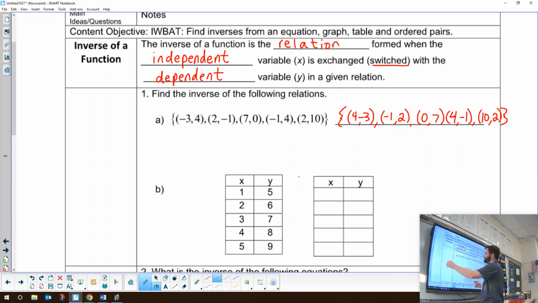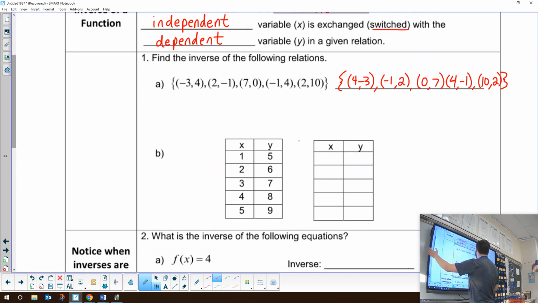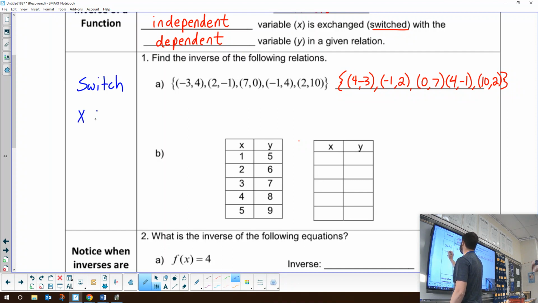Okay? Let's take a look at letter B, and you can see this again here. So here's my table, here's my x and y. Literally all we're going to do is switch those. So how do we find the inverse? We just switch x and y. Okay? So that's how we find an inverse.